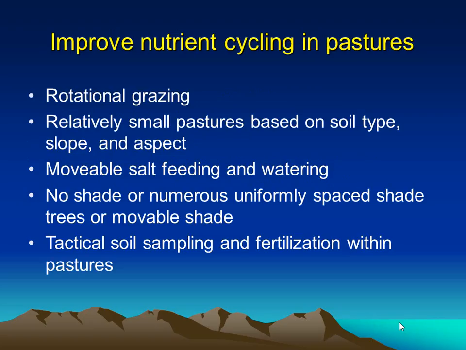We can improve nutrient cycling by rotational grazing relatively small pastures based on soil type, slope, and aspect. Use your salt feeder to move where the cows are going to bed. Cows are going to bed in shade in hot weather, right, during the day. If you put your mineral feeder out in the middle of the opening, where will they bed at night? Most likely they're going to be near that mineral feeder. So at least part of the day, even in hot weather, you can get the pee and the poo out away from the shade.